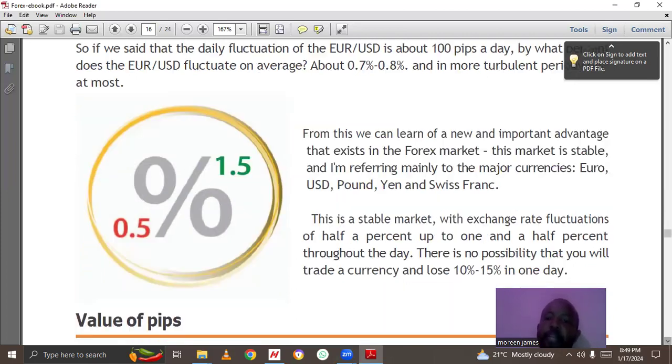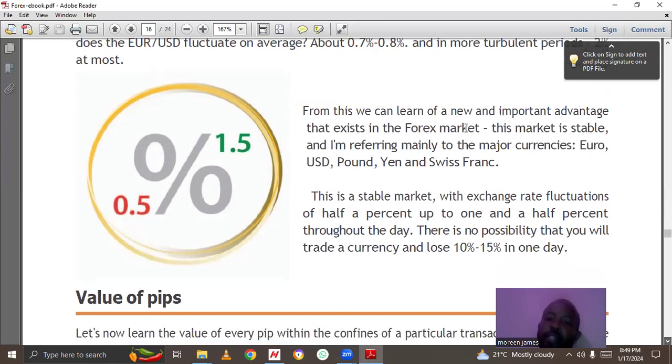From this, we can learn a new and important advantage that exists in the market. So this is very important. The market is stable. One thing we really love about the FX market is that it's very hard to manipulate, because imagine you have 20 million people transacting using the shilling or the dollar. Now we are talking of the whole world, roughly 4-5 billion people. So it's very hard to know who is buying what at what price. Even an AI, it's very hard because all these transactions are taking place at the same time, within milliseconds, not even a second.